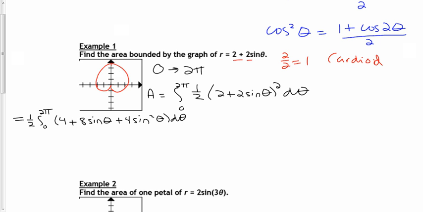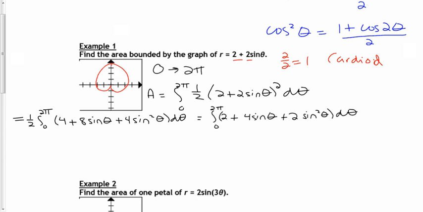And now I'm going to find the antiderivative term by term. At this point, though, I do notice that I have a 4 sort of everywhere, and I have a 1/2 out front. So I'm actually going to factor a 2 out that's going to balance with my 1/2 in the front so that I don't have a 1/2 anymore. So this is going to be the integral from 0 to 2 pi of 2 plus 4 sine theta plus 2 sine squared theta d theta.